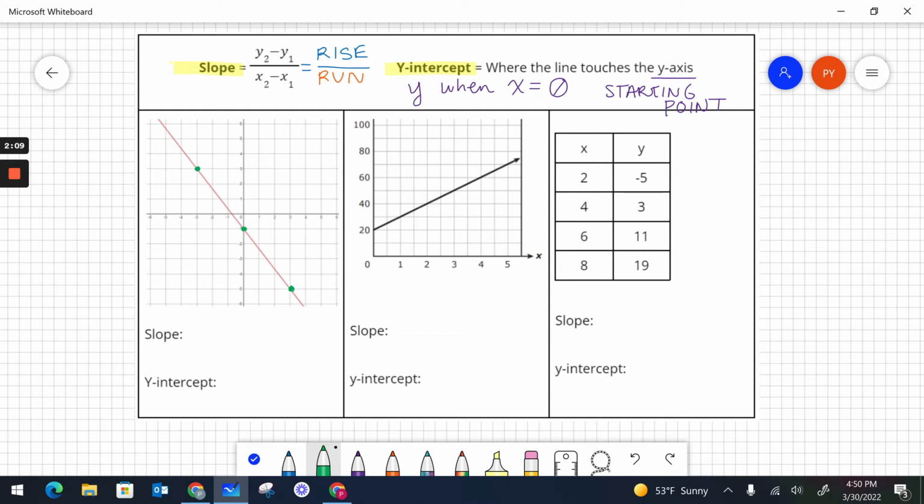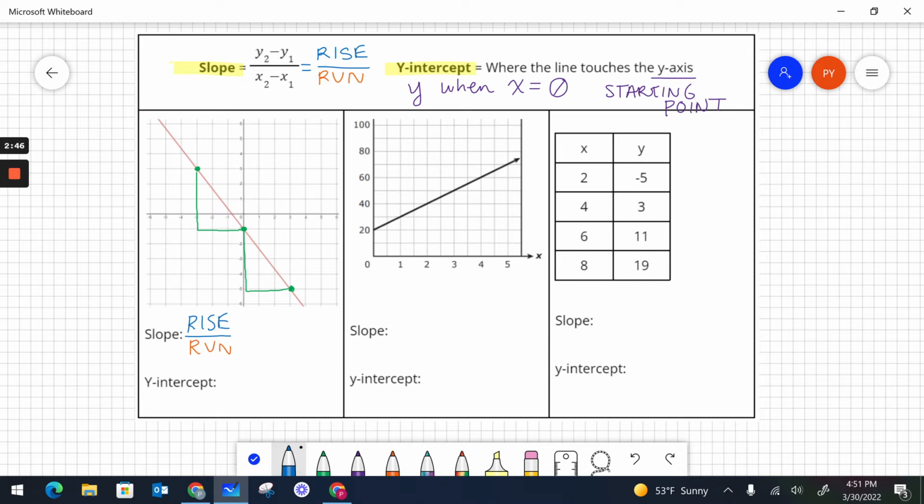Now that I have those points, I'm going to draw a slope triangle. So it's a right triangle that goes in between those 2 points. I can draw one there, and I can also draw one right here. Now I can use either of these triangles to find the change in y, which is the rise, and the change in x, which is the run.